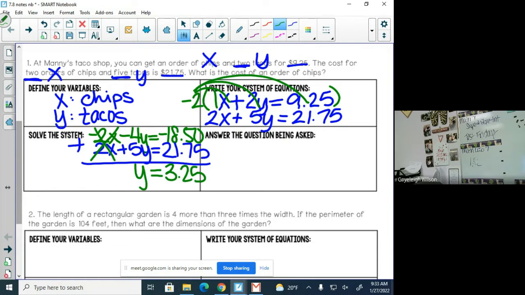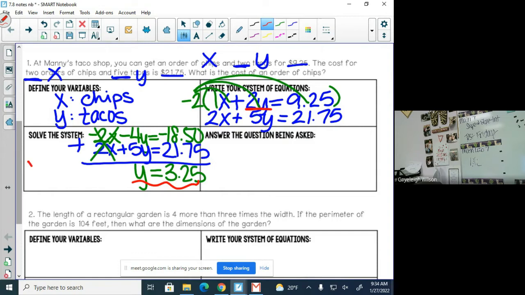But what was the question? What did the question ask you? What is the cost of an order of chips? So I also got to find x because that's what they're looking for, the chips. So I'm going to take that 325 and plug it back in to one of the originals. I'll just go with the first one.